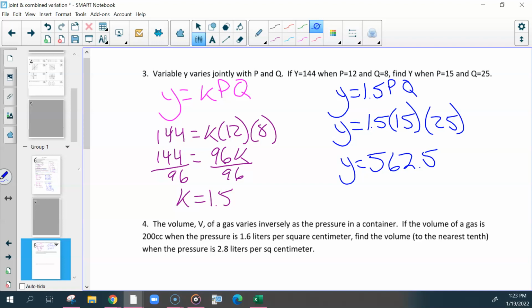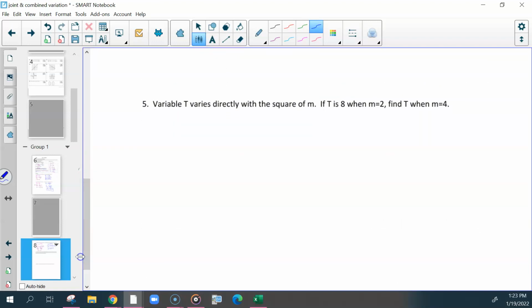We're going to skip 4 and jump to 5, and then we're going to do a couple of the applications, and then I'm going to let you practice. Number 5, variable t varies directly with the square of m. How would we write that or set that up?